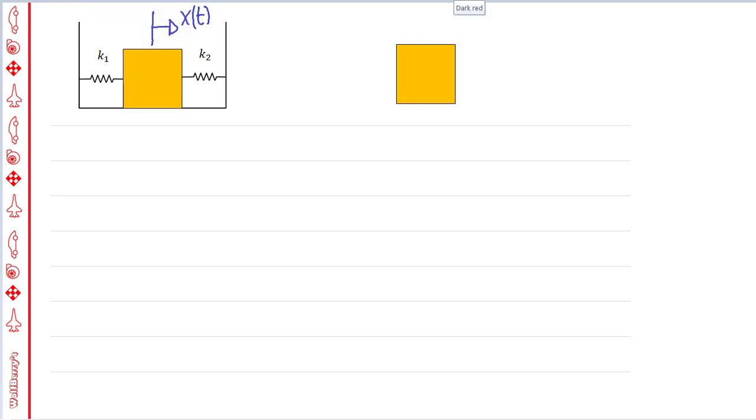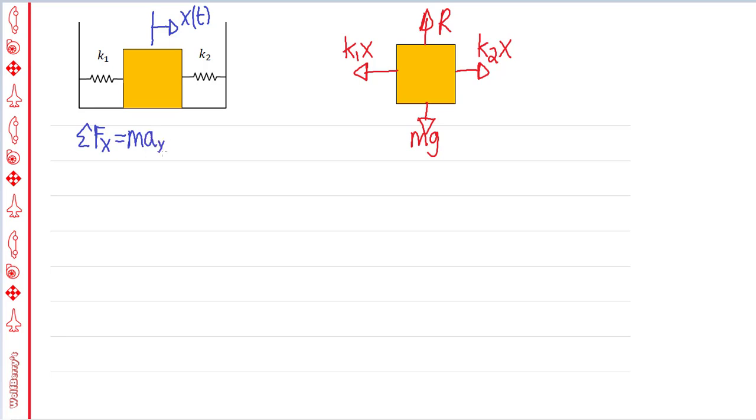So as it's going past the equilibrium position, the K2 spring is pulling it towards the right, and the K1 spring is pulling it back in the opposite direction. We also have the mass times gravity, which is the weight, and we also have the reaction force in the y direction. Now let's go ahead and use Newton's law. So we know that Newton's law is going to be the sum of all the forces in the x direction is equal to ma in the x direction. Direction of motion is always positive.